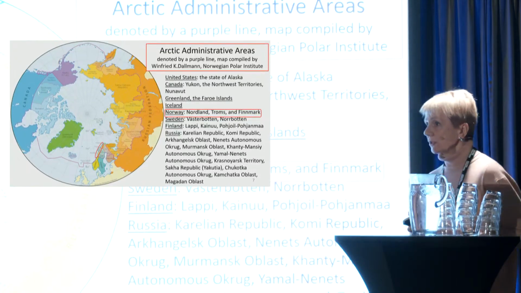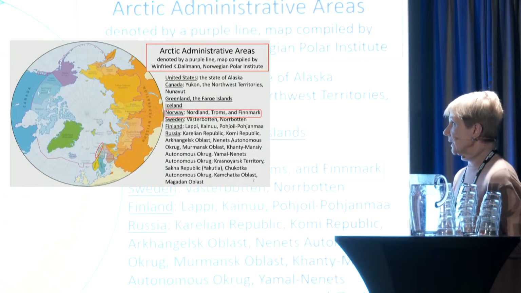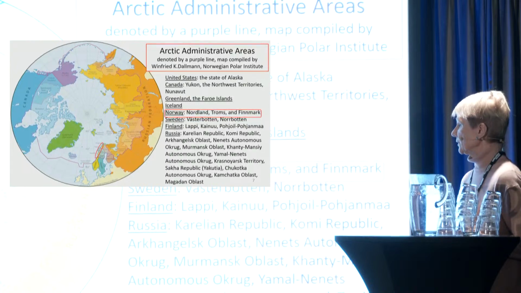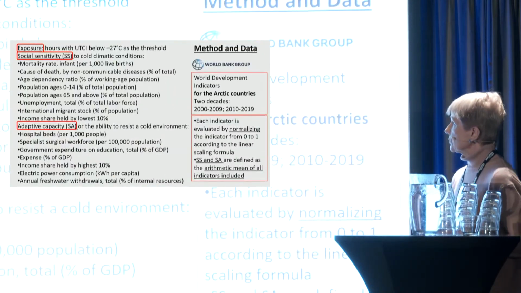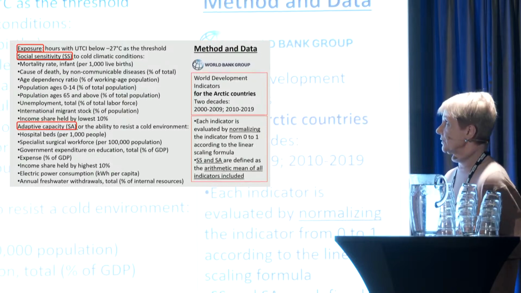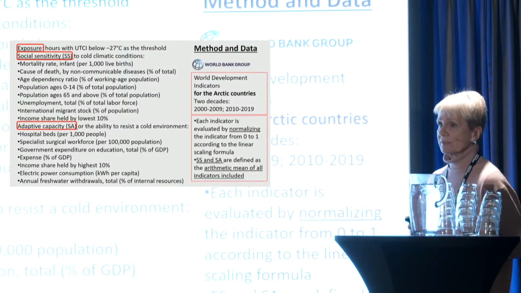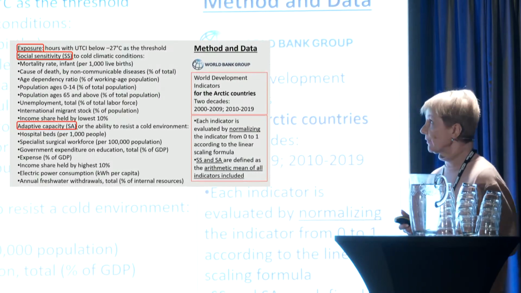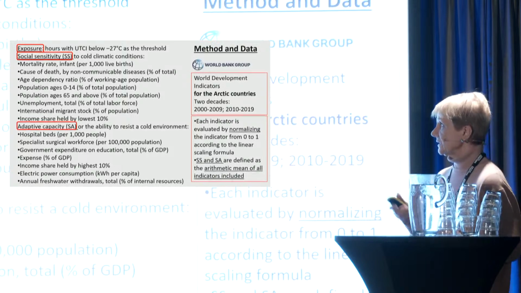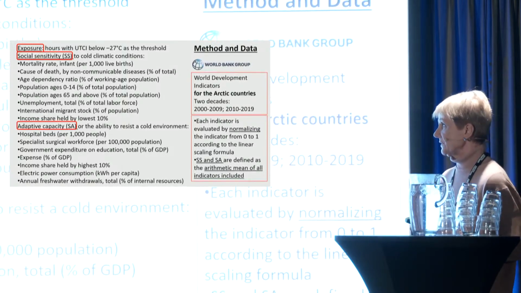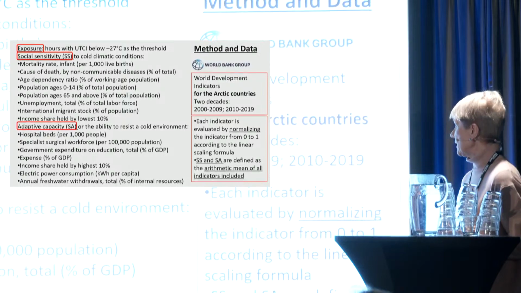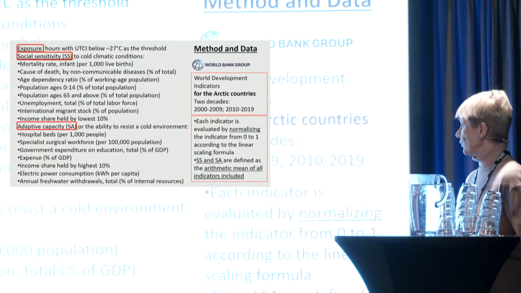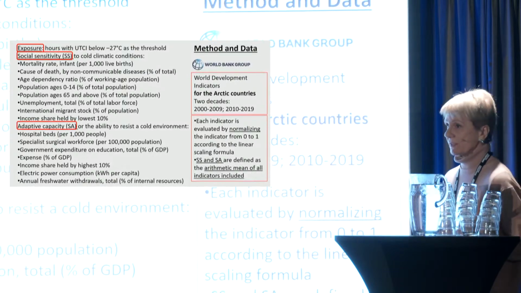First, I will look at the whole Arctic, 8 countries, and then zoom in to northern Norway. Exposure will be hours with UTCI below -27, which is the threshold for very cold and extremely cold conditions, and several indices which show social sensitivity and adaptive capacity. I will not stop on that. I will take 2 decades, from 2000 till 2019.